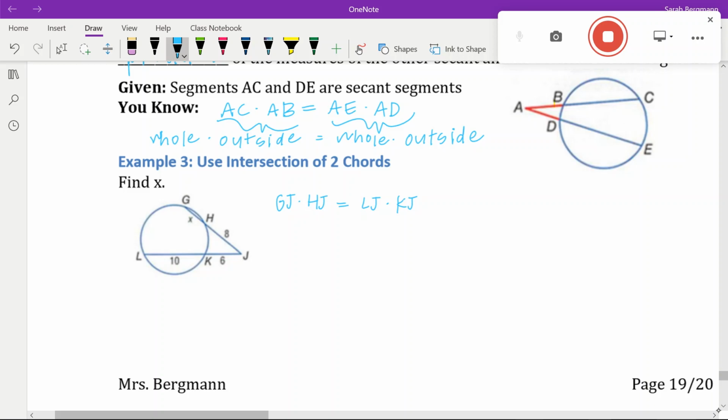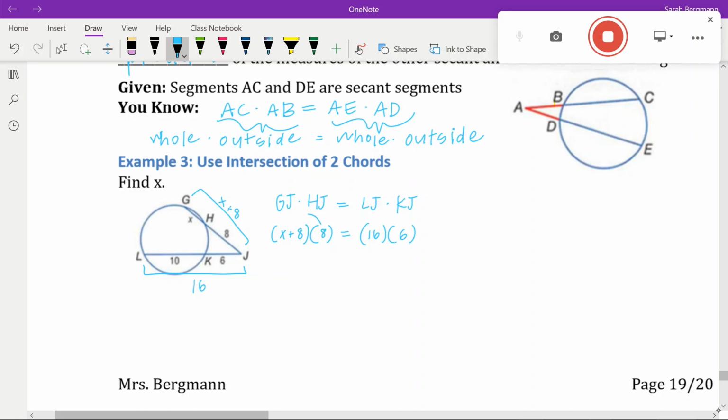Next, what you do is you plug in the values. GJ doesn't necessarily have something written down for the entire length, but we can find it by adding the two segments together. So x plus 8 should be equal to GJ. HJ we know is equal to 8. LJ we can find by adding together LK and KJ. It's like segment addition. KJ is 6. To solve this, we multiply it all out.